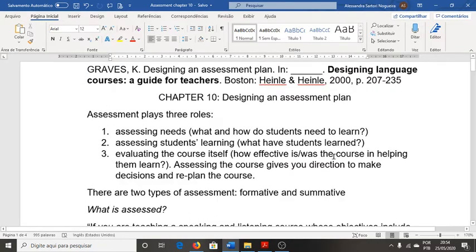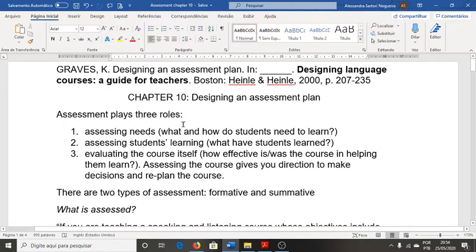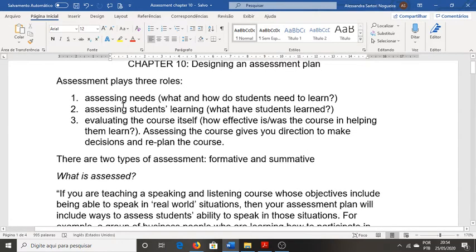Well, what are the roles of assessing students, assessing the course itself? So there are three roles for assessment: assessing needs, what and how do students need to learn; assessing students' learning, what have students learned; evaluating the course itself, how effective is or was the course in helping them learn. Assessing the course gives you direction to make decisions and replan the course.